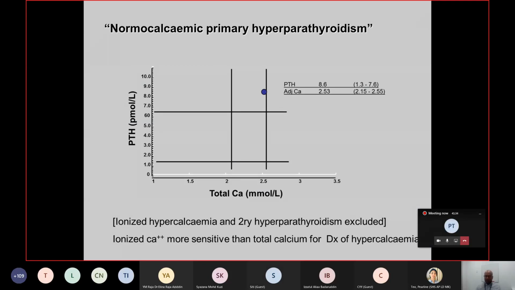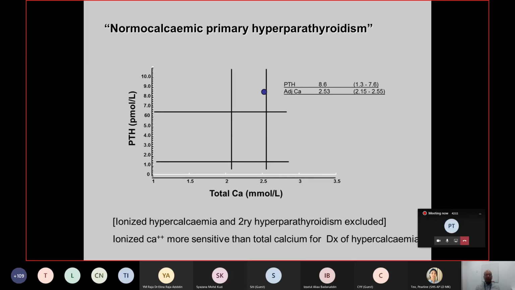So there is an entity called normocalcemic primary hyperparathyroidism. It's been designated recently as a diagnosis. Hypercalcemia is generally the hallmark of primary hyperparathyroidism, but there's a small number of patients with normal calcium and raised PTH. So this has only been recognized in the last decade or so.